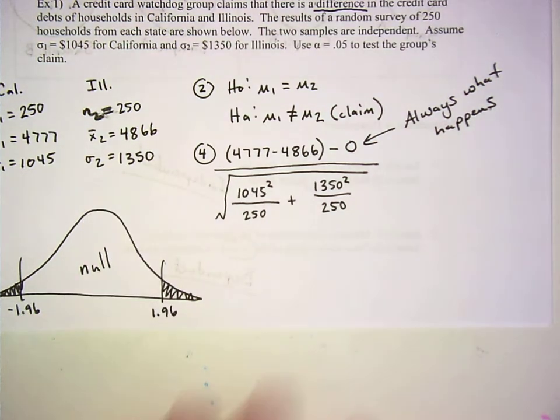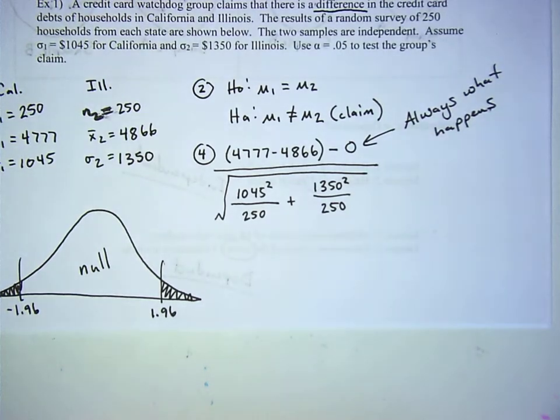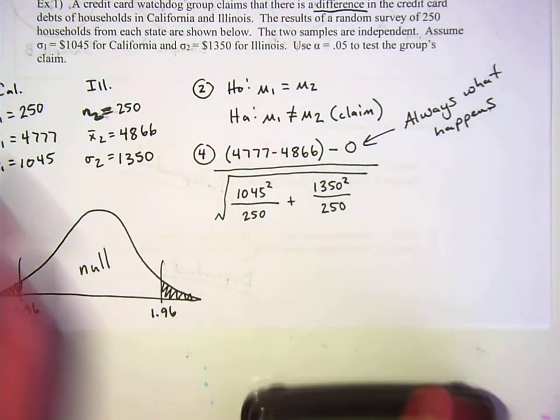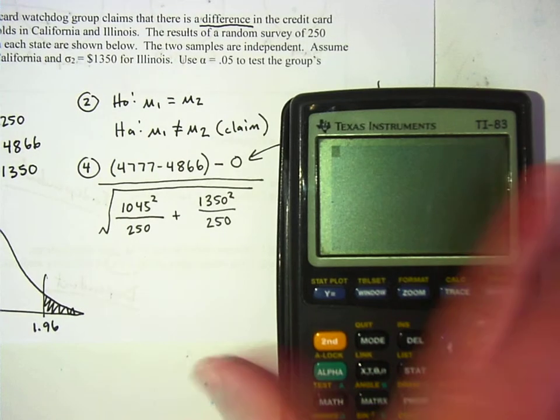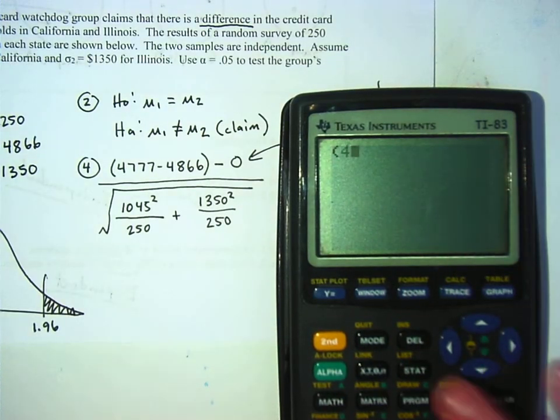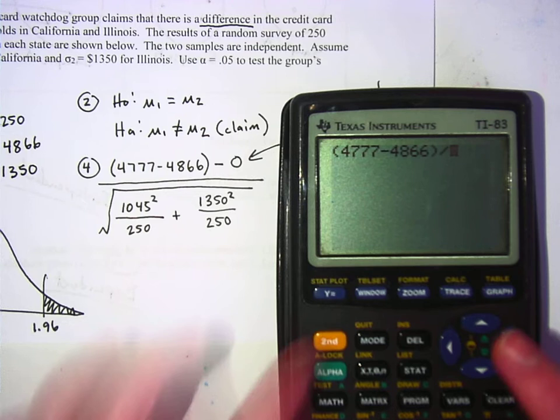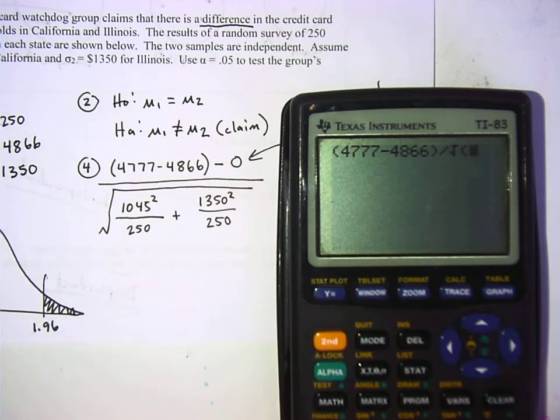All right, so let's put this in our calculator. Are we going to have to subtract 0 in our calculator? No. No reason to do that. So on the top, I'm going to take parentheses 4,777 minus 4,866 divided by second square root.